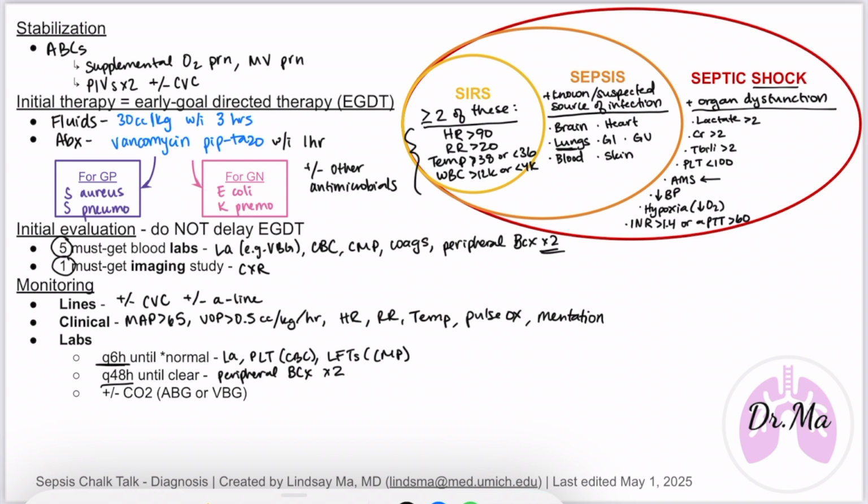Initial therapy should include 2 mainstays, which are fluids and antibiotics. And it's important to get these in really quickly. Fluids, 30 cc's per kg, should be administered within 3 hours of identification, and antibiotics should be broad and cover these big bacteria that we think about. Initial evaluation should include 5 must-get labs and 1 must-get imaging. These evaluations should not delay your ability to start early goal-directed therapies. And lastly, we'll want to monitor the patient for whether they're going to improve or get worse and require a higher level of care.